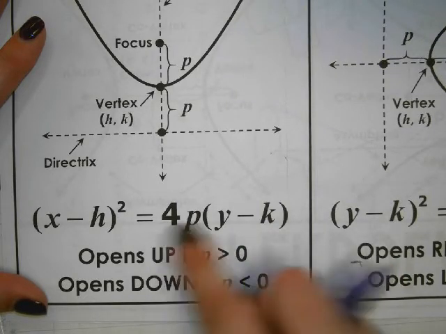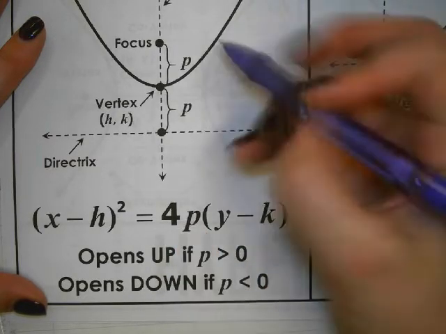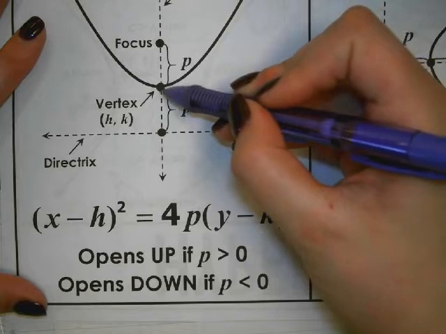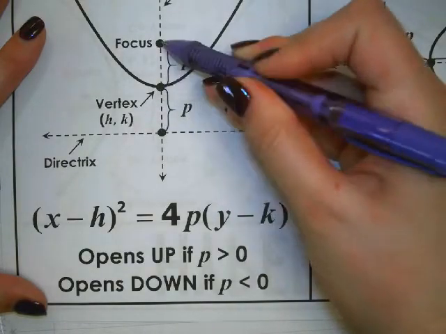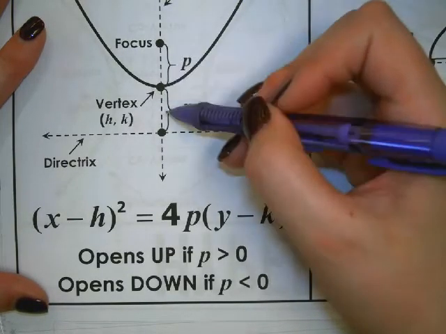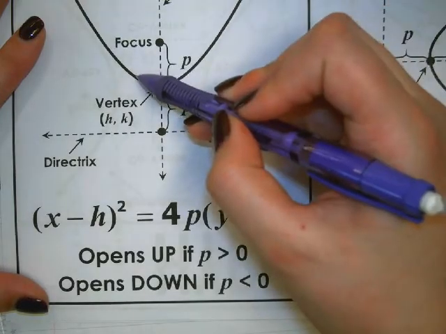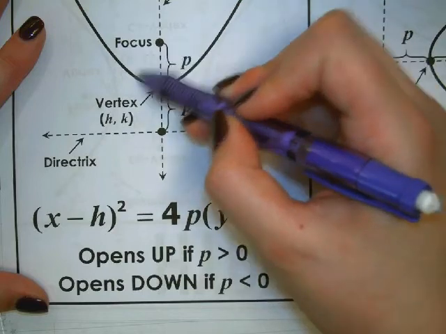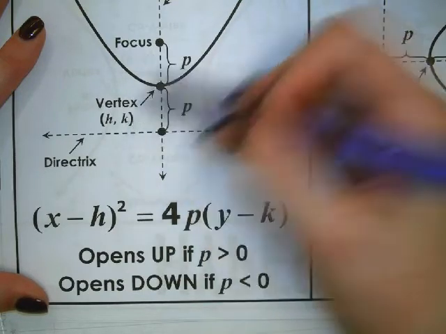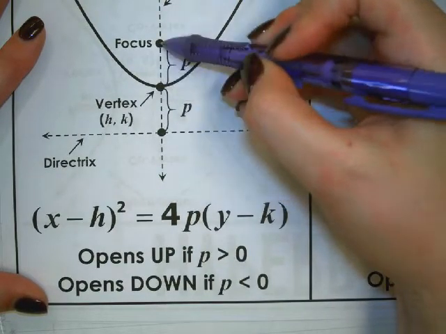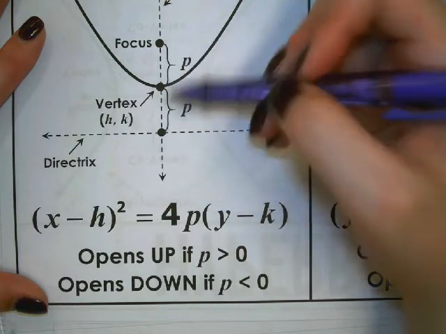And then we have 4p, and the p-value tells you the distance between the vertex and the directrix and the vertex and the focus. Okay, so we know that these are always supposed to be an equal distance. Any point on the parabola should be equally distant from the focus and from the directrix. So the vertex is just like the point that's halfway in between them.